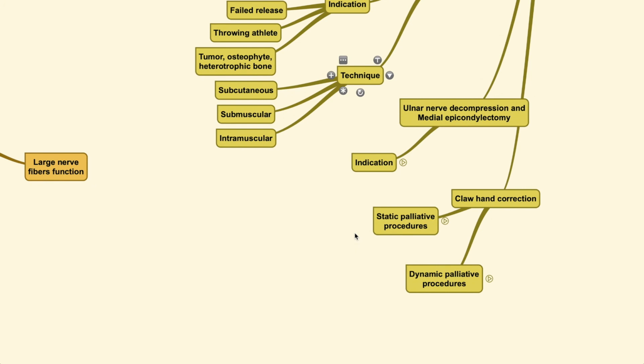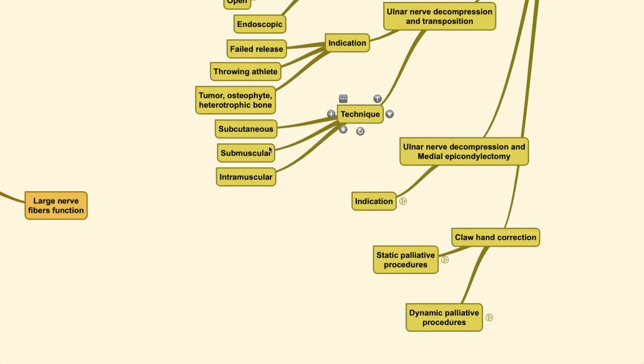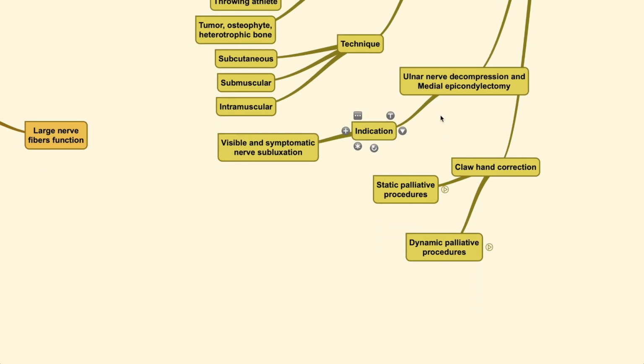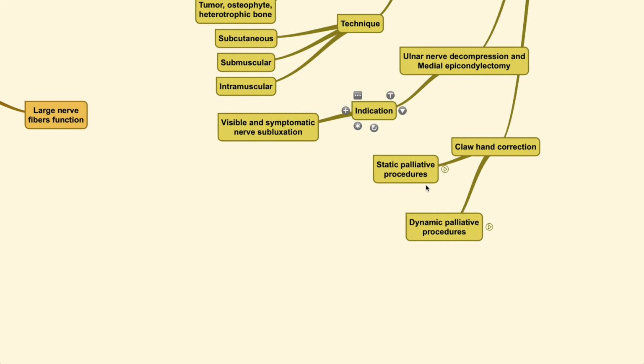The position in which you could place the nerve is under the skin, under the muscle, or even within the muscle, which is once again situated over at the anterior aspect of the elbow. Next would be the ulnar nerve decompression and medial epicondylectomy. You only need to do bony osteotomy here when you could visibly see, and also there is, a symptomatic subluxation of the nerve. So this is only for a very specific population of patients.